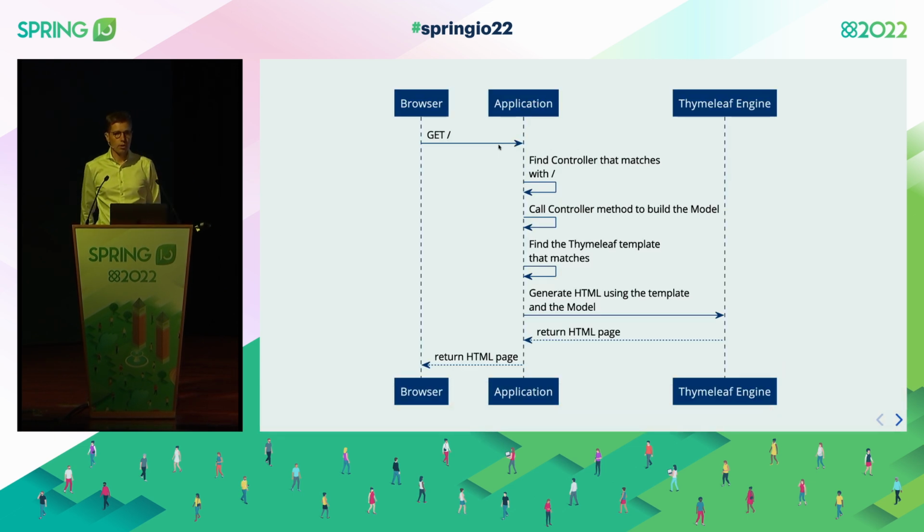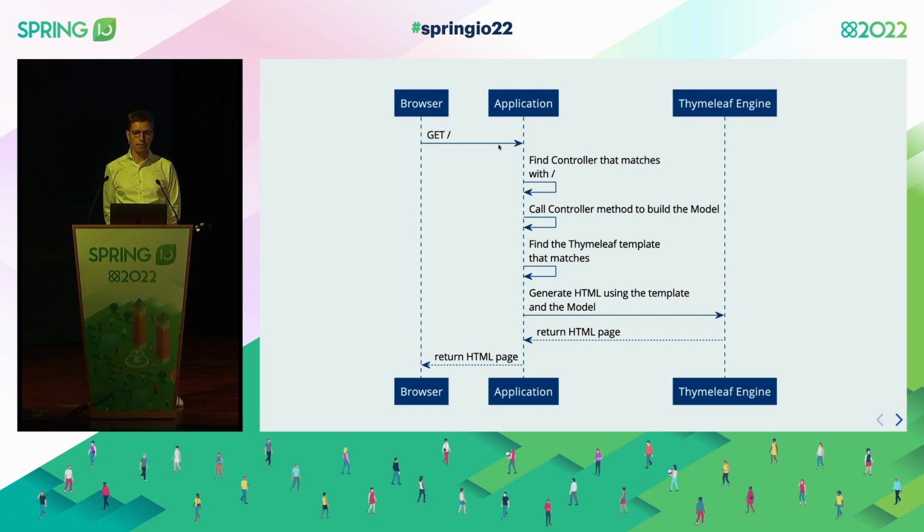If you take a closer look at how this works exactly, if we start at the diagram at the top left corner, we see the browser issuing a GET request to the application. Our Spring application will find a controller that matches that URL. Inside the controller method, the model will be injected by Spring, and we can use that model to add attributes, let's say variables, to the model.